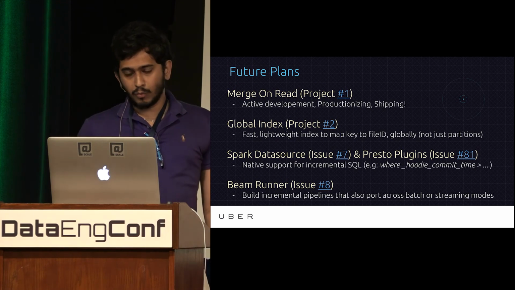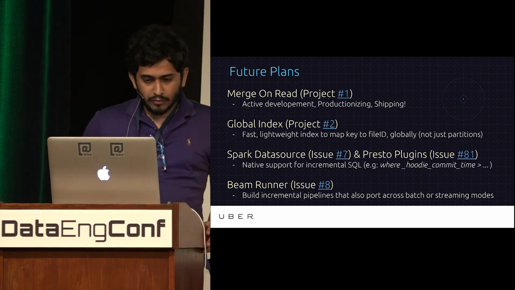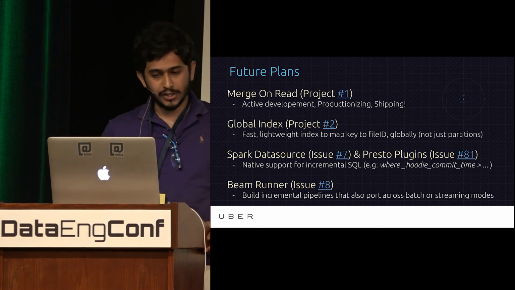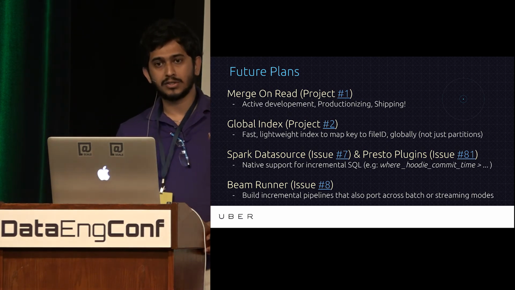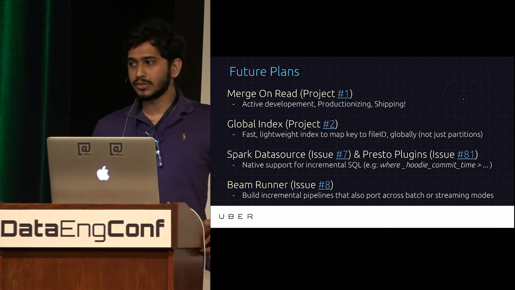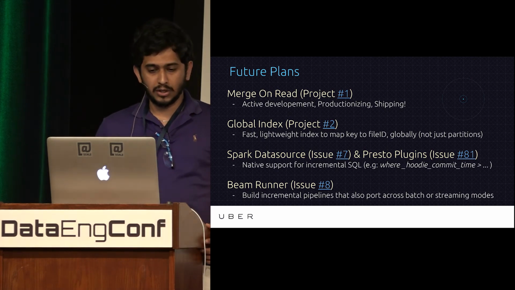And in terms of what you can expect when you engage with the community, we have the merge-on-read project, which is nearing completion, but there is still a good chunk of work in terms of productionizing it and whatnot. We have the global index project to build a faster index. Right now, we use Bloom filters to implement our index, so we are looking at other ways to make it faster as well as more global.